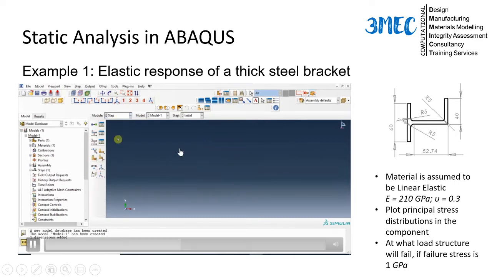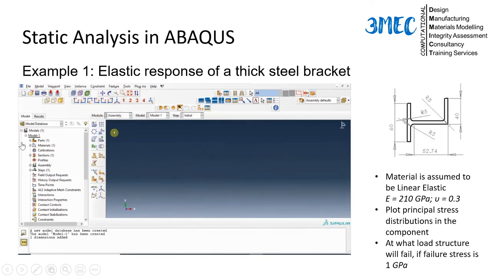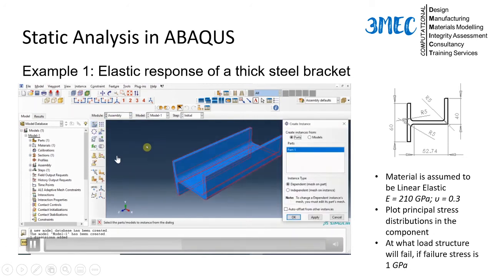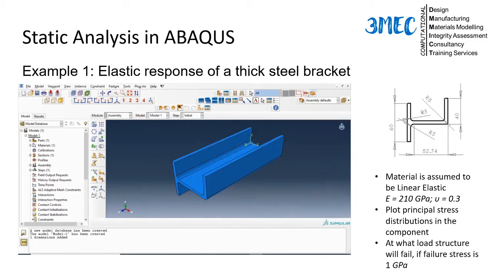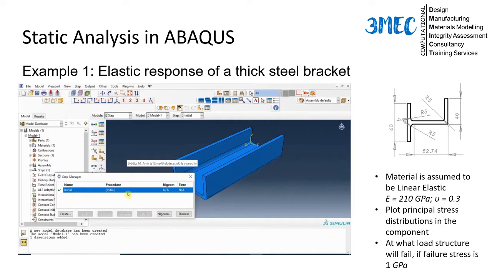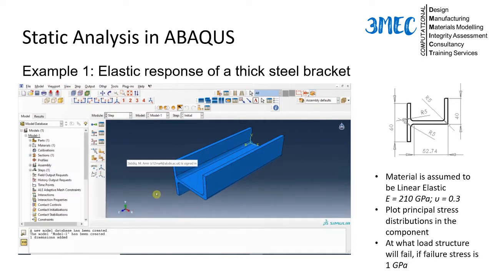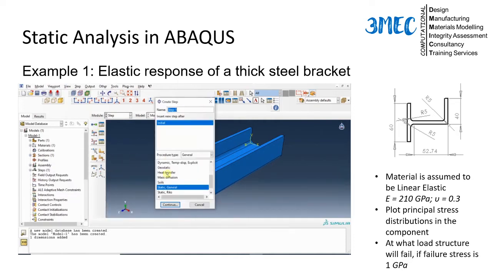So once I have done that, now I go to the assembly module, and as in any other CAD software, I will instance all the parts in the assembly module and assemble them together using different operations. In this case, it's only one part, so I will just go next to the step module and define a static step. So what I will do, I will press the create step button.